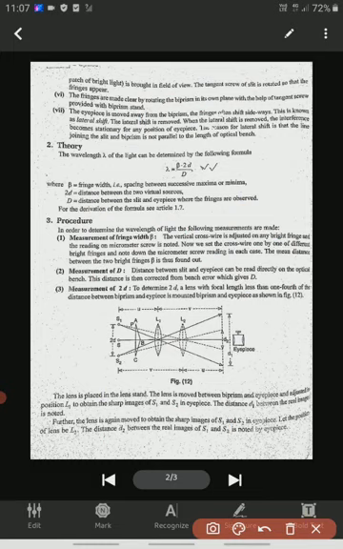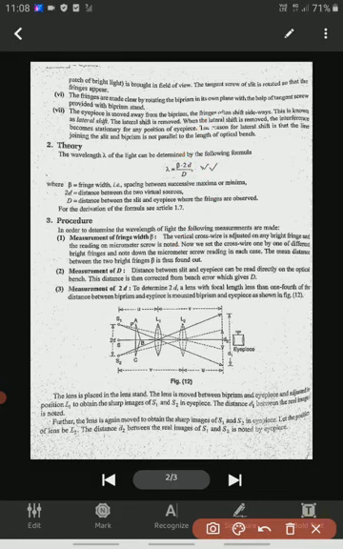Already we know beta is the fringe width, and 2d is the distance between two slits or two coherent sources. D is the distance between slit and eyepiece or screen. Okay, so next we will calculate the measurement of the fringe width. First we have to calculate the fringe width beta and 2d, and next we will calculate D.